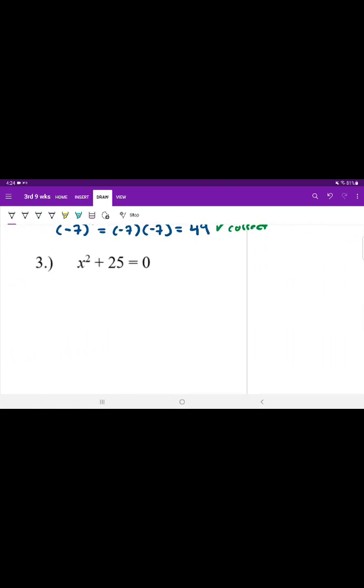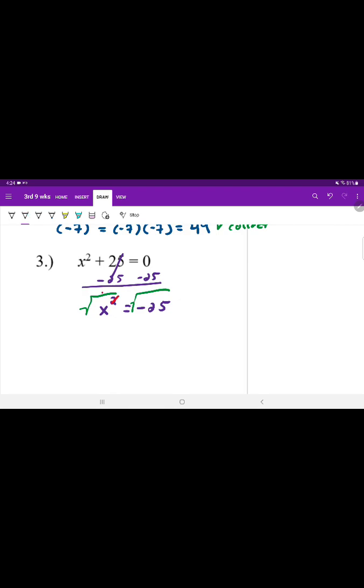All right, this one here. x squared plus 25 equals 0. Again, isolate by subtracting 25 from both sides. Cancel that out. We got our x squared equals a negative 25. Here we're going to have to be careful because now when we're ready to square root, we are square rooting a negative number.